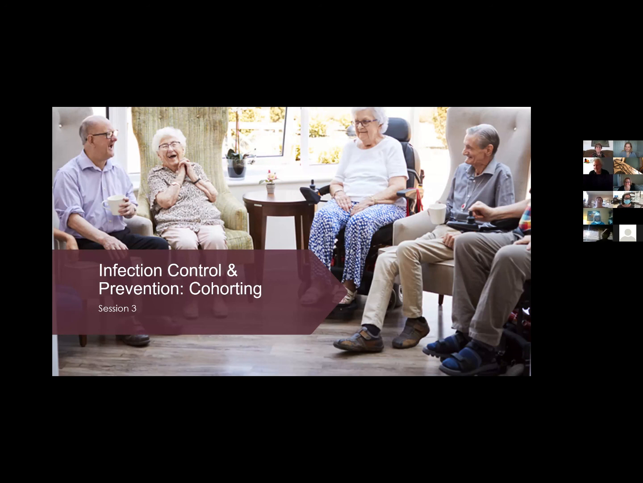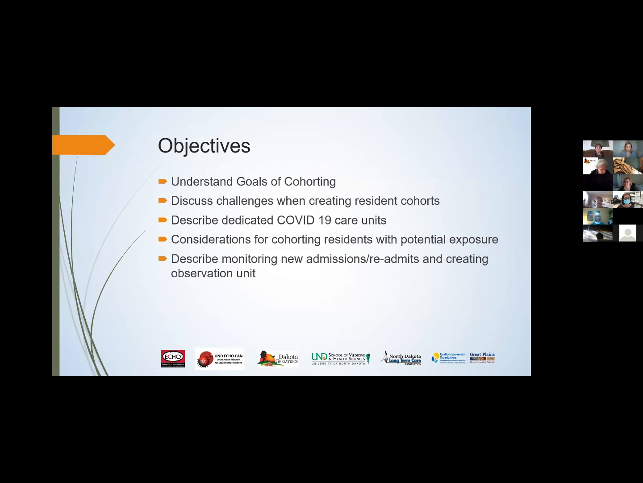We'll get going today. The videos and the topic is cohorting for infection control and prevention. So I'll just do a little brief overview and we'll get to the video. The objectives of today are to understand the goals of cohorting and to discuss the challenges when trying to create appropriate cohorts, to describe dedicated COVID-19 units, to consider cohorting residents with potential exposure, and describe monitoring new admissions and readmits and creating an observational unit for them.